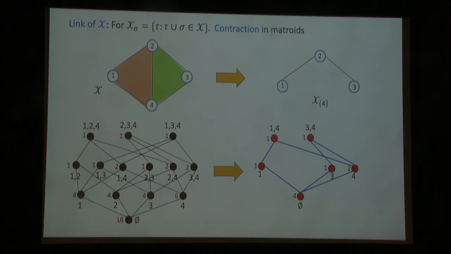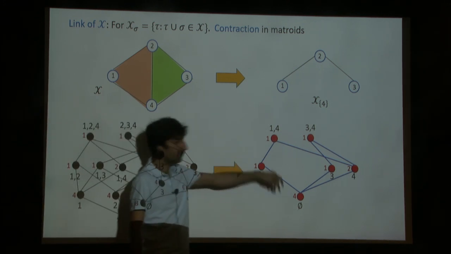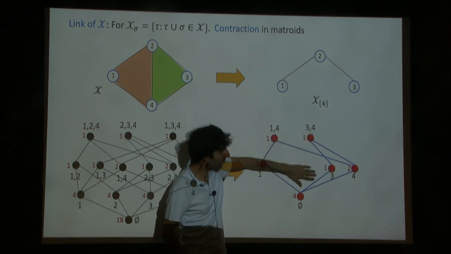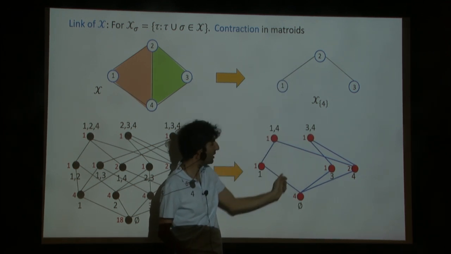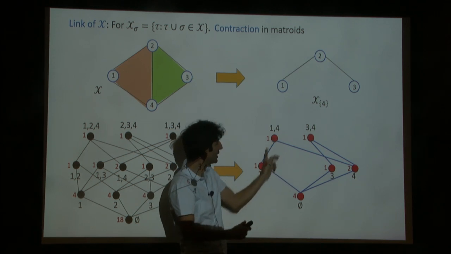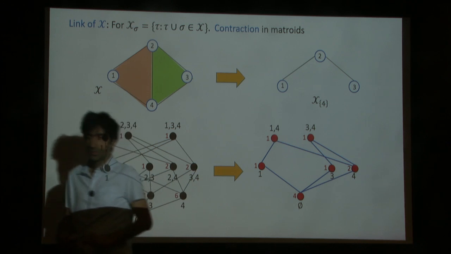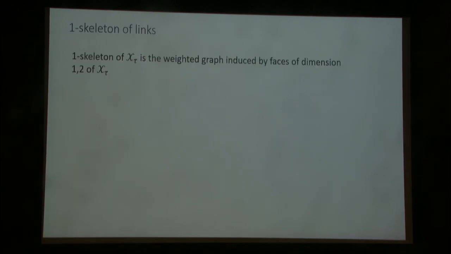Now you see naturally the link defines a graph. This can go up, but I can just look at the first 2 levels of this. This is a bipartite graph. Or I can even look at it as a graph, just look at these as edges between 1 and 3, 3 and 4, and so on. So a link defines a graph, and that graph is called the one skeleton of a link. You look at the faces of dimension 1 and 2 in the link, and then construct the graph on them.